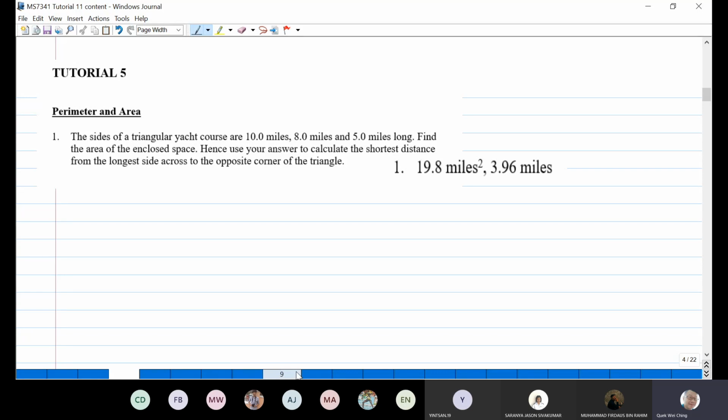Three sides, the sides of the triangle are 10, 8, and 5. So try to draw a triangle, 10, 8, and 5. So the shortest is 5, then 8, and 10. So try to draw it. One of them is 10, one of them is 5, one is 8, right? 5, then 8, longer, and then 10.